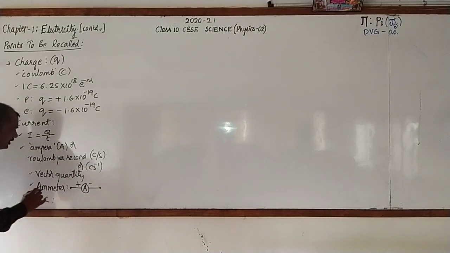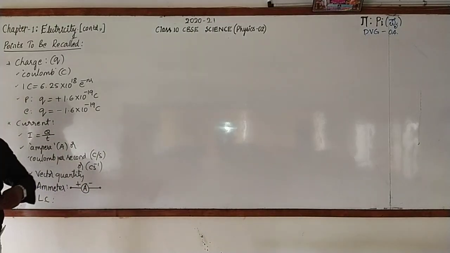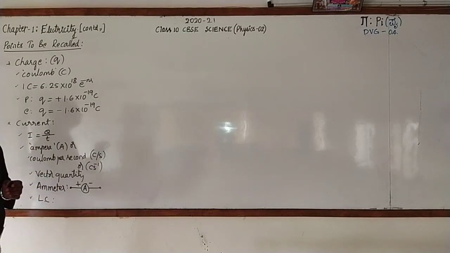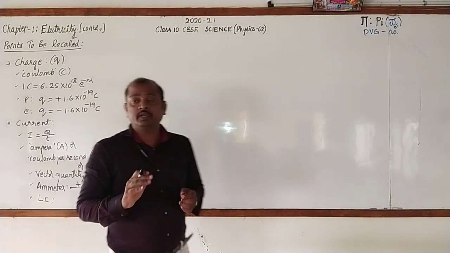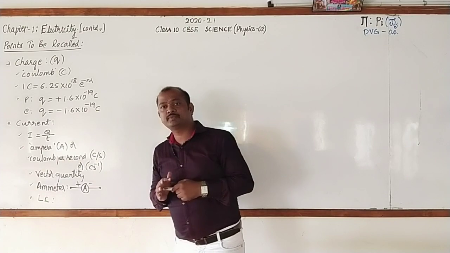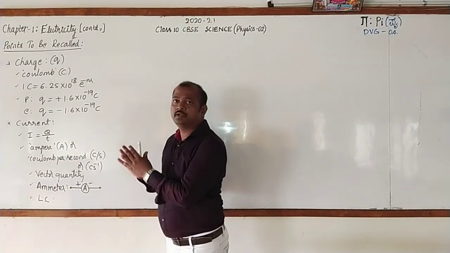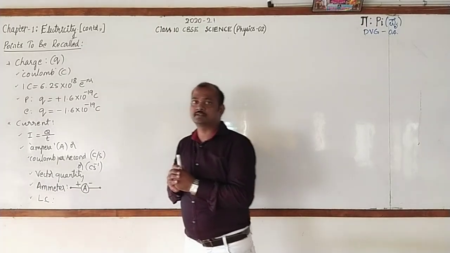And one more piece of information is that the amount of current can be measured in different units, such as milliamps, microamps, megaamps, gigaamps, like that. Yesterday I had given you that information. And we even solved a few problems as well. So this is about the electric current we learned in yesterday's class.